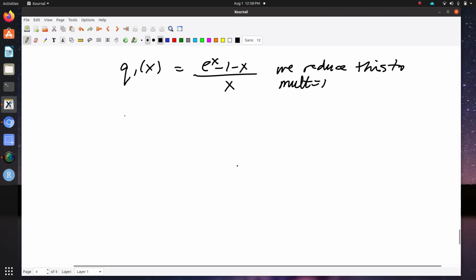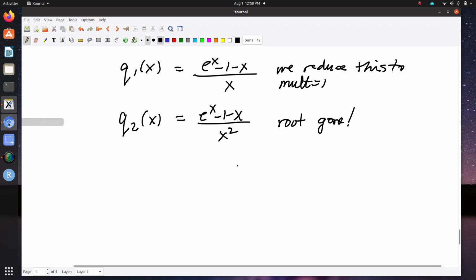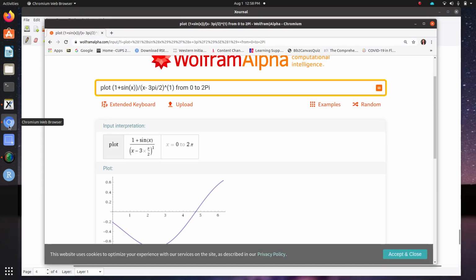And if we want to completely get rid of it, let's just give this another name, e to the x minus 1 minus x. This time we're going to divide by x squared, and now the root should be gone, or the 0 should be gone. So let's just see if we can pull that up on Wolfram Alpha. Hopefully I've still got that web page up. Plot e to the x minus 1 minus x. Where did you go, Wolfram? Come on, there we go.